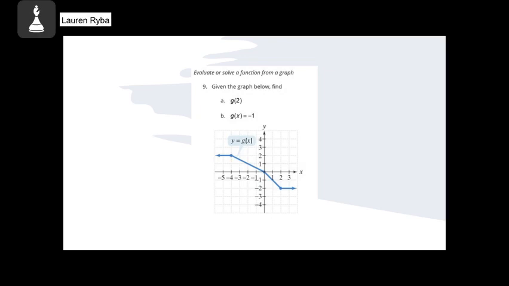The last way that we can evaluate is with a graph. So given our graph, find g of 2. Well, g of 2 means we have x equals 2 and we want to find the y coordinate. So what's the y coordinate there? Well, x is 2 is over here. The graph is down here. So the point at 2 is at -2. So that means g of 2, if I plug in 2, my answer is -2.